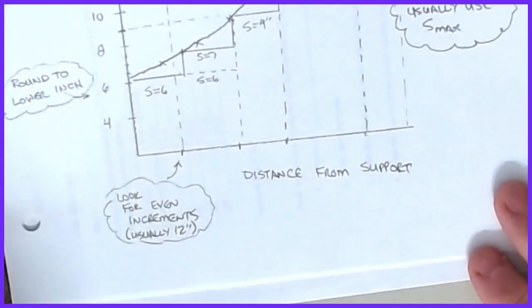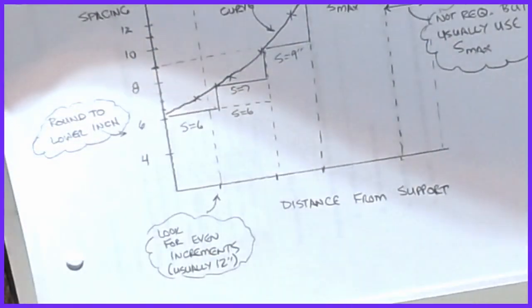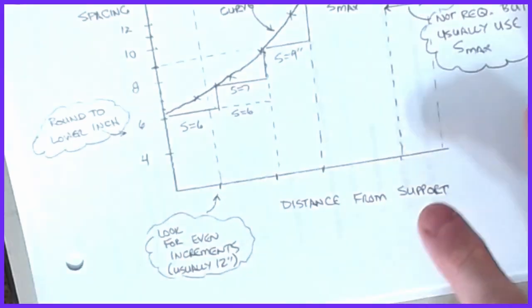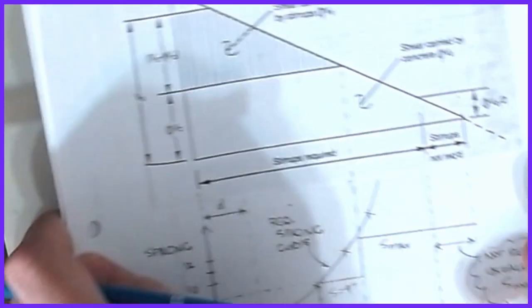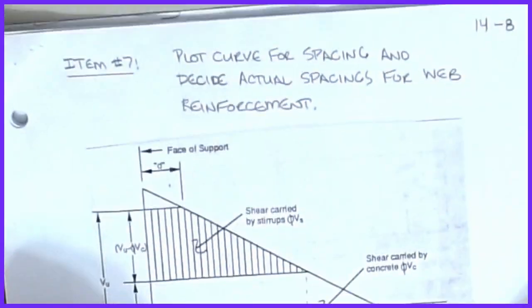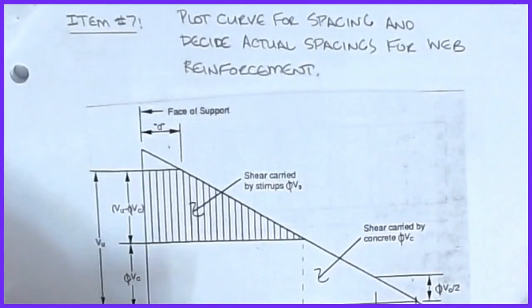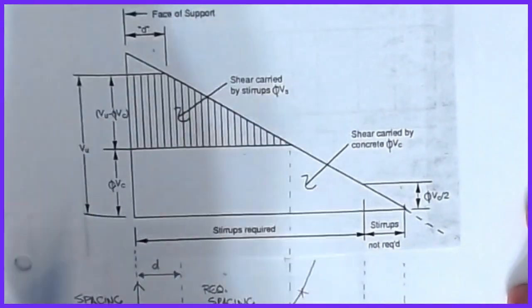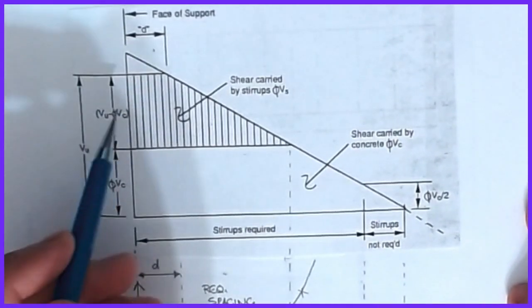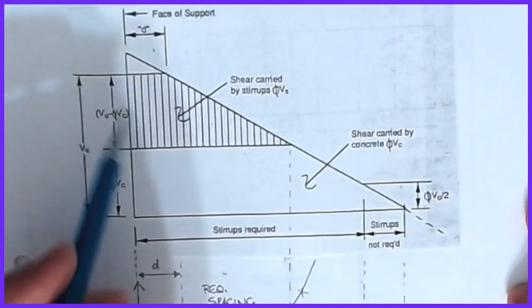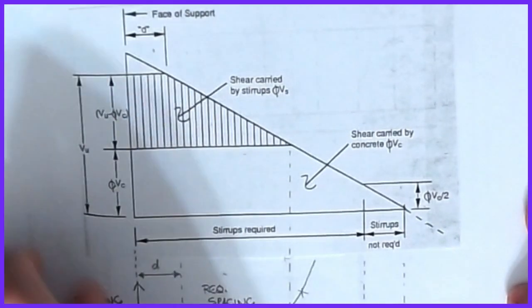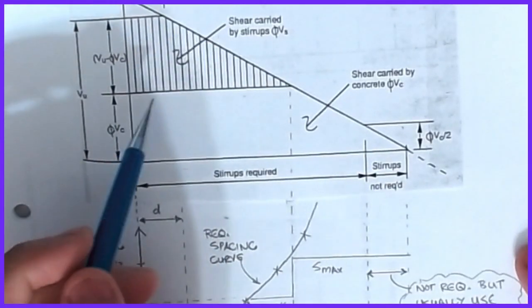All right, so here's where it all comes together. We're going to plot the curve for spacing and decide the actual spacings for web reinforcement. What I've done is take the diagram that we drew before, for a simply supported beam, half span. The shaded region is my VS.